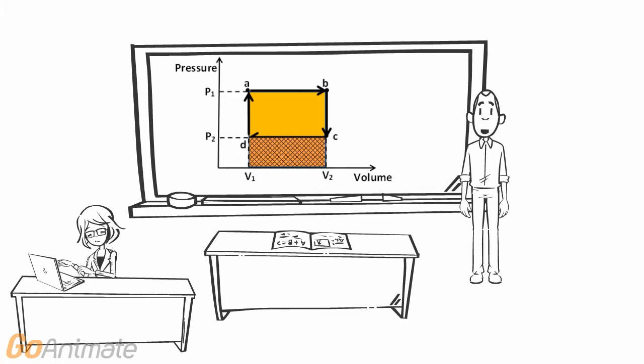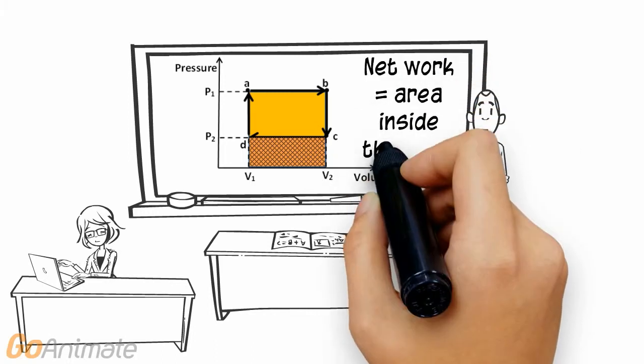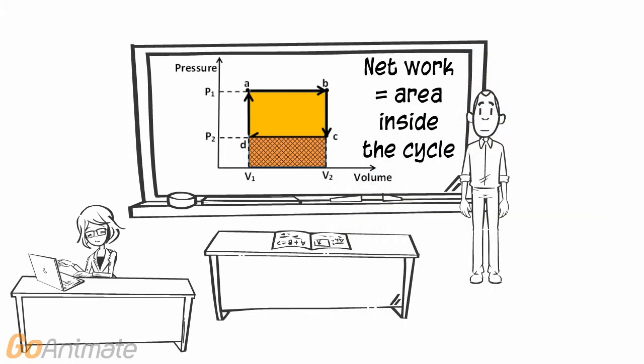Now, let's analyze the entire cycle. The first thing to look at is the total work done. The process from A to B does positive work, the orange area. And, the process from C to D does negative work, the cross-hatched area. So, the total work done during the cycle is the orange area minus the cross-hatched area. But, what is left is exactly the area contained inside the cycle. This will be true for any cycle we may draw.